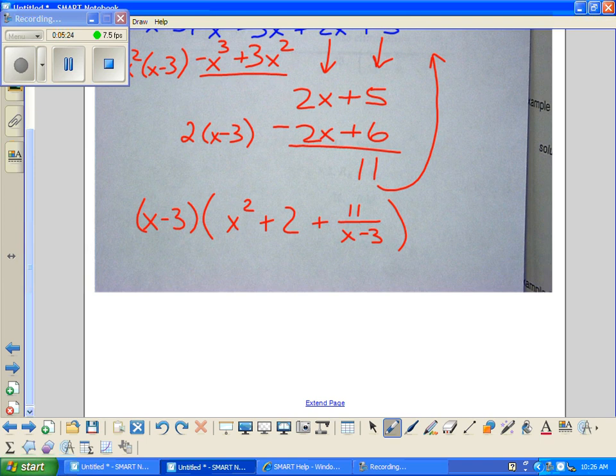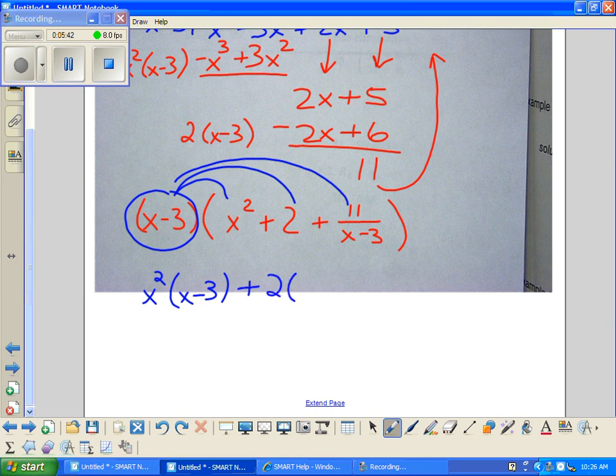And one trick here is that instead of doing both parts separately like this, I can do this: x minus 3 times all 3. And you'll see why you want to do it this way. So I get x squared times x minus 3 plus 2 times x minus 3 plus 11 over x minus 3 times x minus 3. And the reason to do it this way is that on the last term, the x minus 3s are going to cancel off the remainder, making your life a little bit easier.